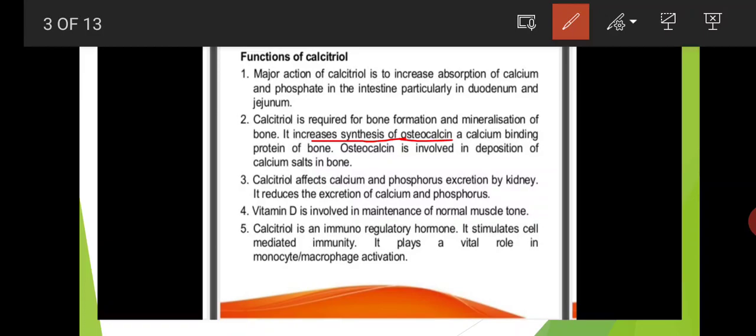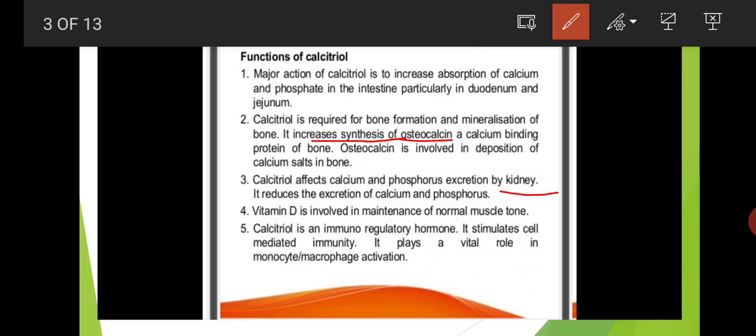Calcitriol affects calcium and phosphorus excretion by the kidneys; it reduces the excretion of calcium and phosphorus. Vitamin D is also involved in the maintenance of normal muscle tone.